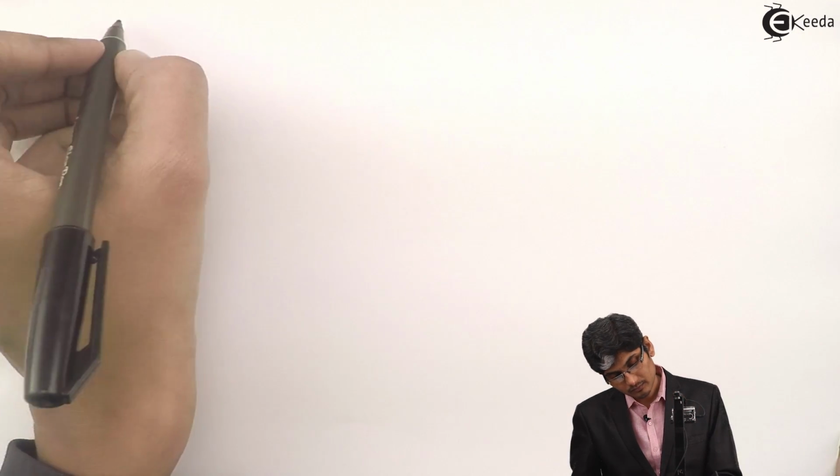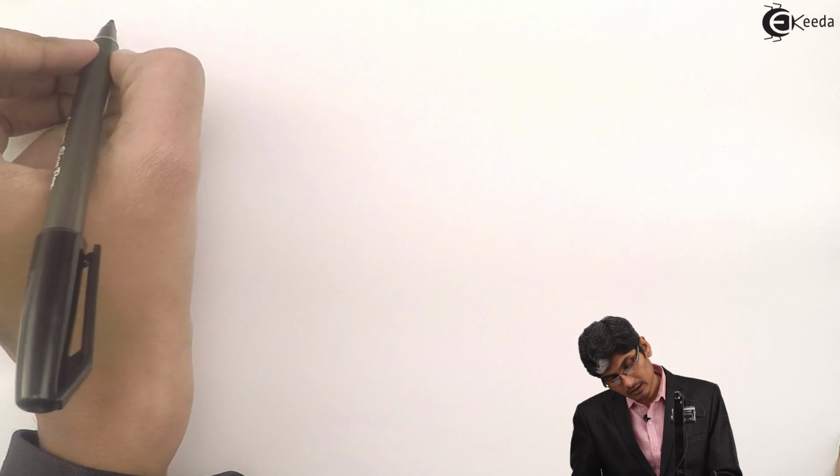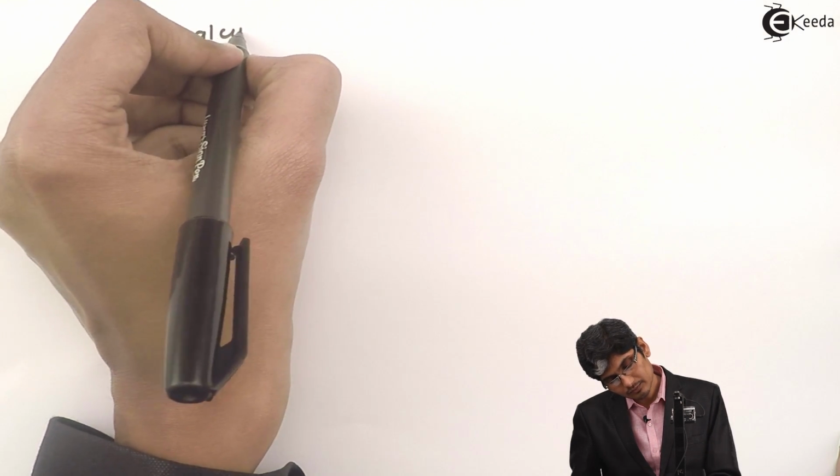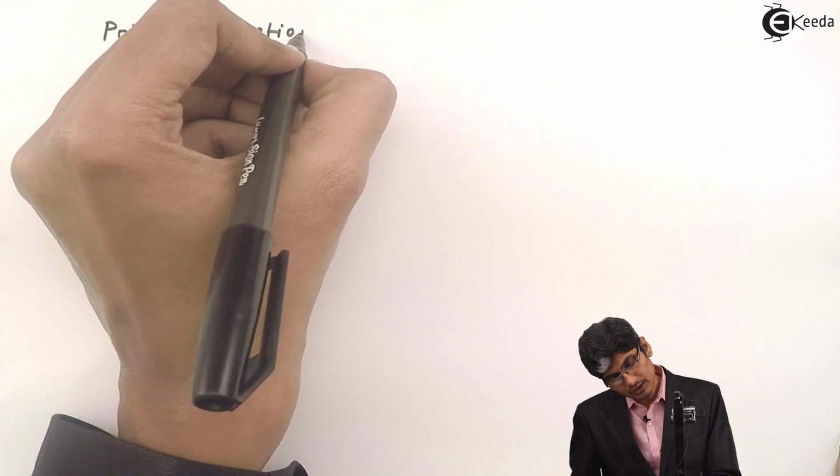Now once we have obtained the analog frequency, we can go for poles calculation. So let us find the poles calculation.